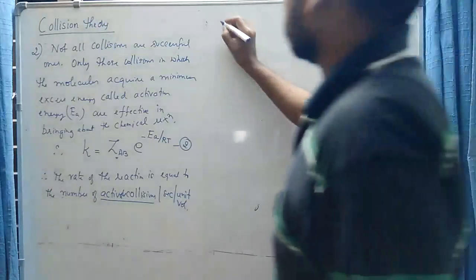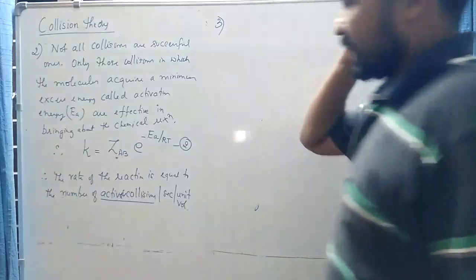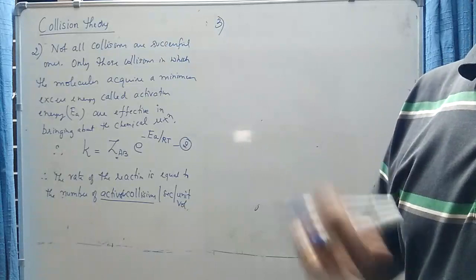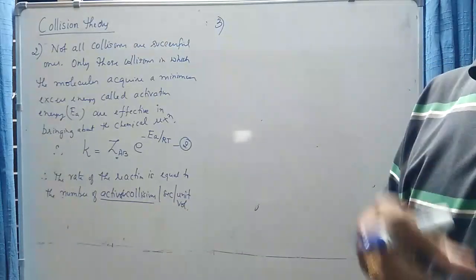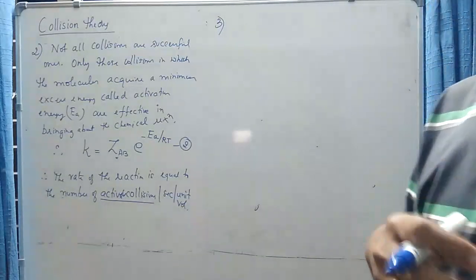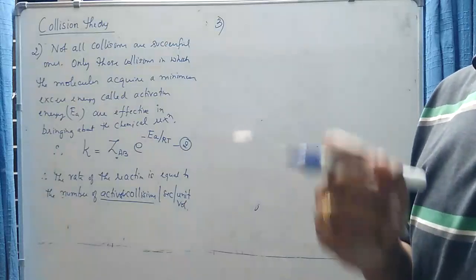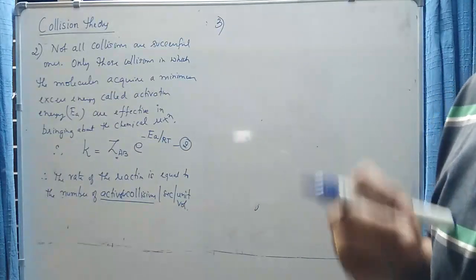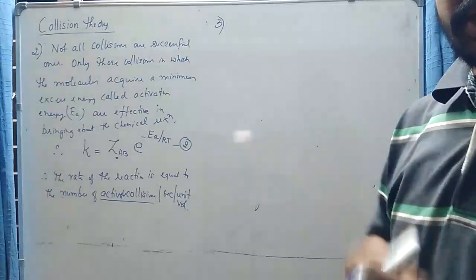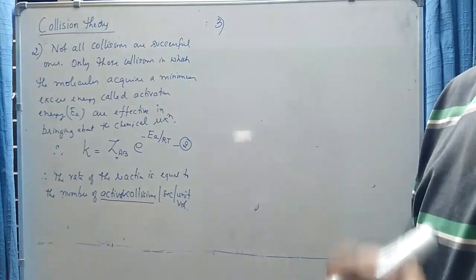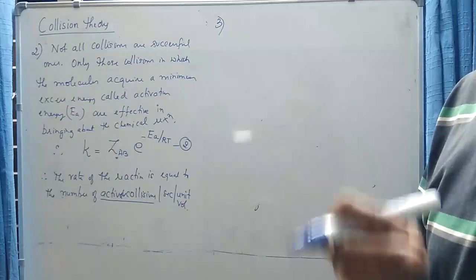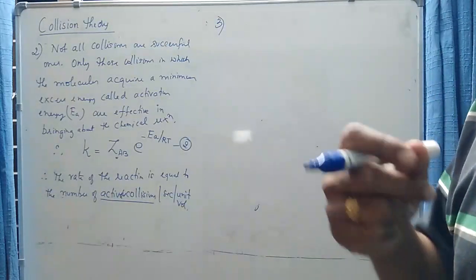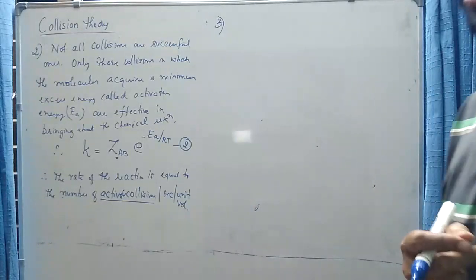Why? Because along with this activation, there is one more criterion the collision should satisfy, and that criterion is that when the two molecules collide, they should collide with proper orientation. If the molecules do not collide with proper orientation, even though they are activated, they may not result in the formation of the product. They in fact will not result in the formation of the product.